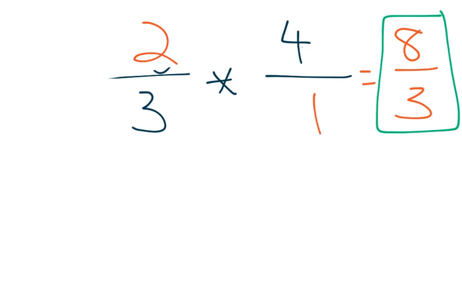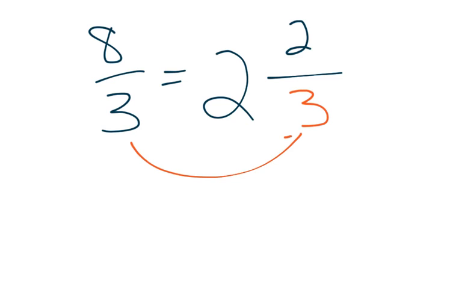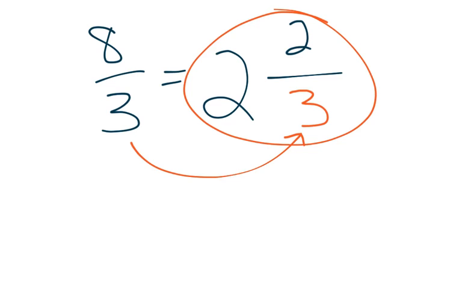So to change an improper fraction into a mixed number, let me show you how you do it. What you do is you take 8 and divide it by 3. So how many 3s go into 8? Well, 2, right? Because that would be 6. And how close did we get? If we got to 6, but we wanted to get to 8, we were 2 away. So our remainder is 2. And the 3 never changes. So our answer is 2 2/3.